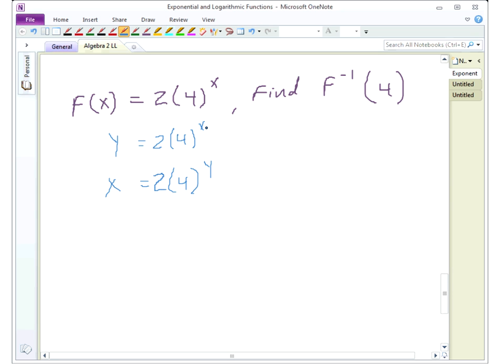We can take the log of each side here, but you don't want to take the log of each side just yet. We want to get rid of this 2 first. So I'm going to have to divide each side by 2. See, the 2 is not to the power of y. Only the base 4 is to the power of y. So let's get everything away from that base before we try to isolate that y. So now I've got x over 2 equals 4 to the power of y.